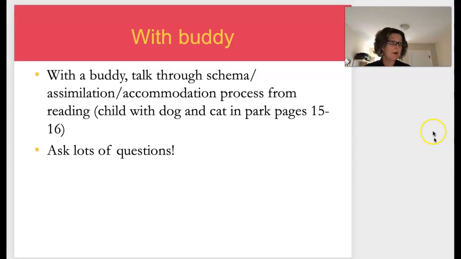So this is what's going to happen in Collaborate. With the buddy, you're going to talk through these concepts because they're pretty big concepts, and it's important that you have a good grasp of them. We're going to talk through schema, assimilation, and accommodation from the reading. So the child with the dog and the cat, the cartoons, pages 15, 16. Have a specific look at those and be ready to either answer or ask a lot of questions around schema, assimilation, and accommodation. And ultimately, disequilibrium and equilibrium. That's not in the reading, but you can bring that in here as well.